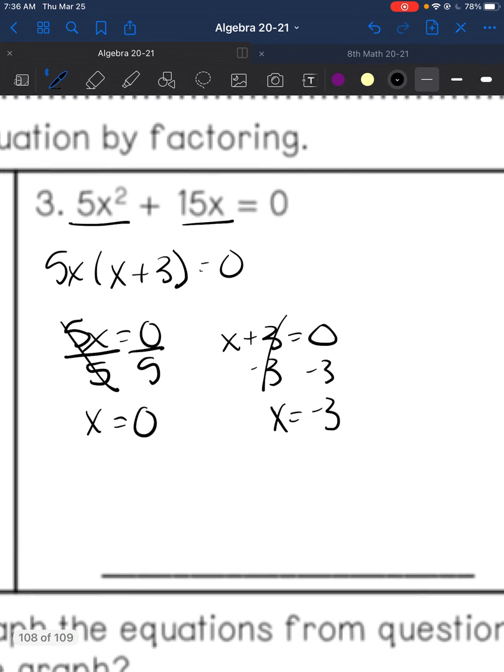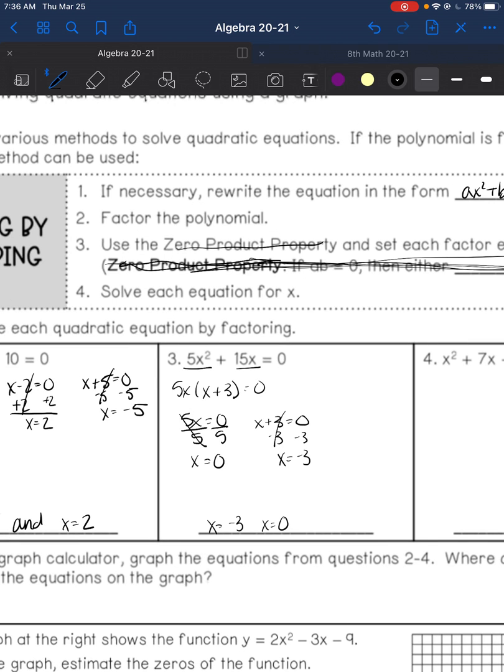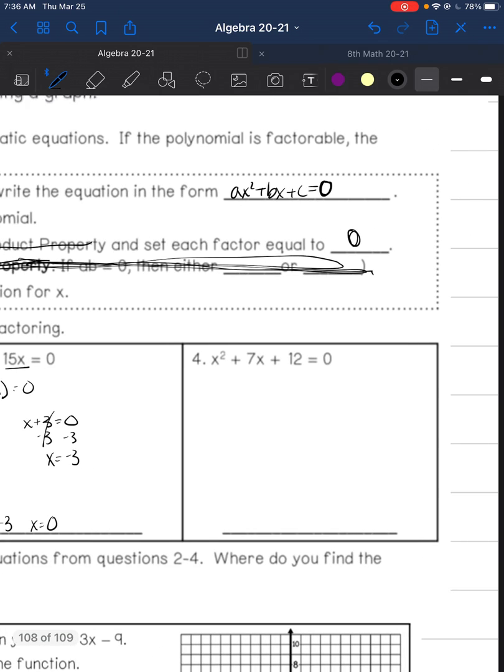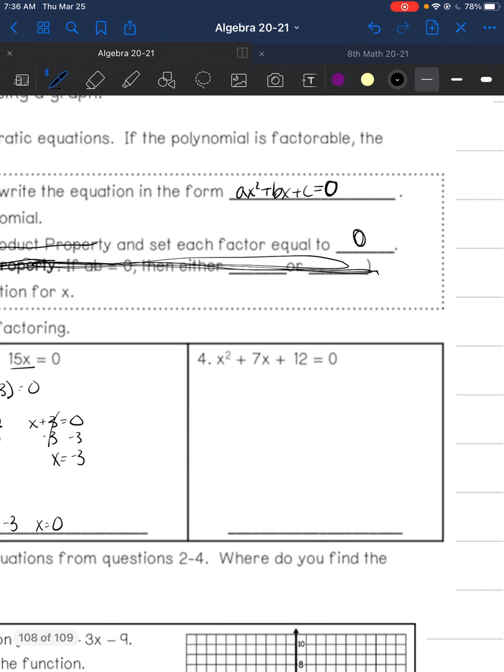So my solutions, my zeros for this equation, are x equals 0. Well, if you put them in numerical order, it's negative 3 and then x equals 0. On the exit tickets, I think you have to do it on these tickets too, you can put them in either direction. I have it where it will count both.